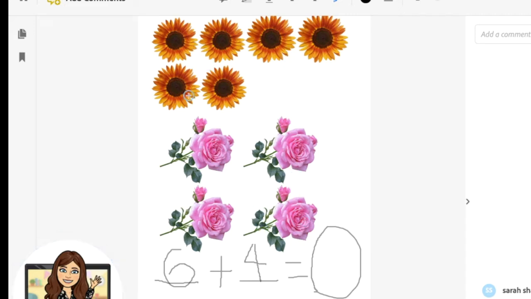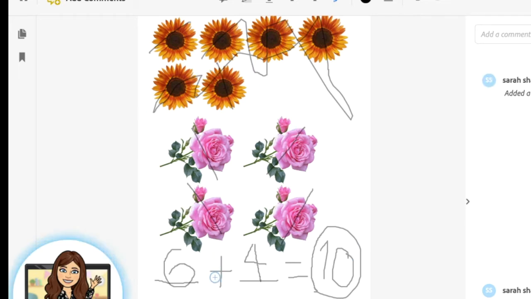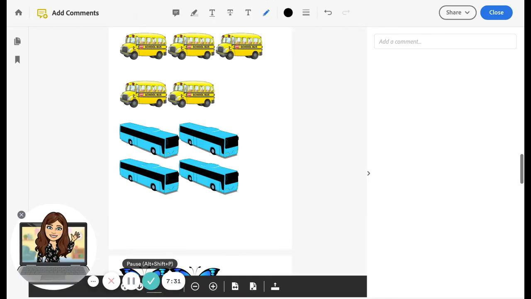Let's count together. 1, 2, 3, 4, 5, 6, 7, 8, 9, 10. We counted 10 in all, Keeble Cubs. So not only do we know that 6 sunflowers plus 4 roses equals 10 flowers in all, we just figured out in our number sentence that 6 plus 4 is equal to 10. Good job, Cubs. For our next word problem, let's get started.